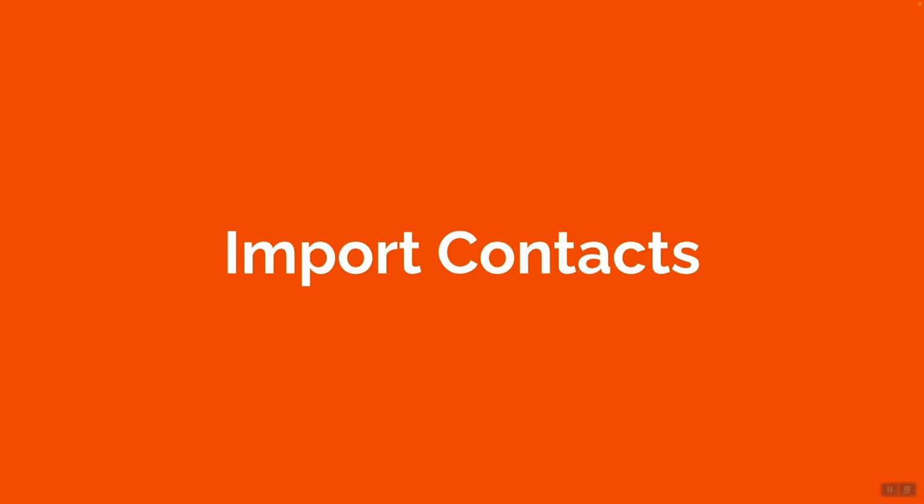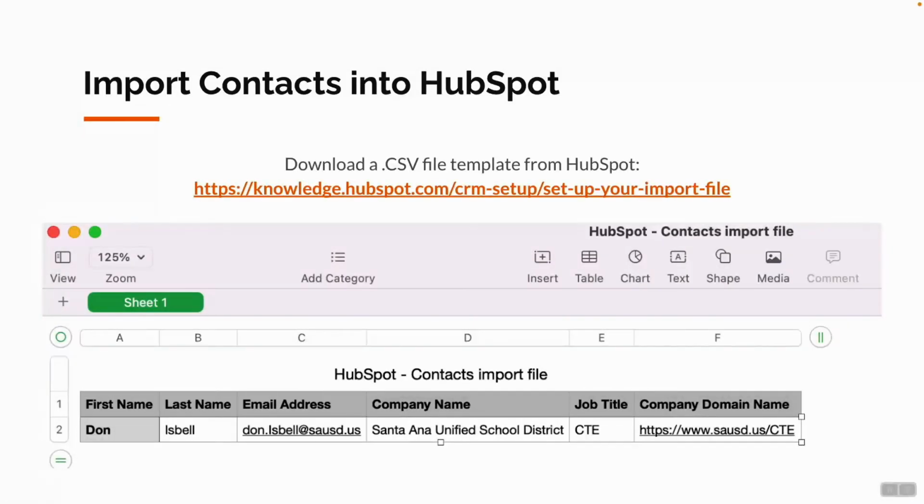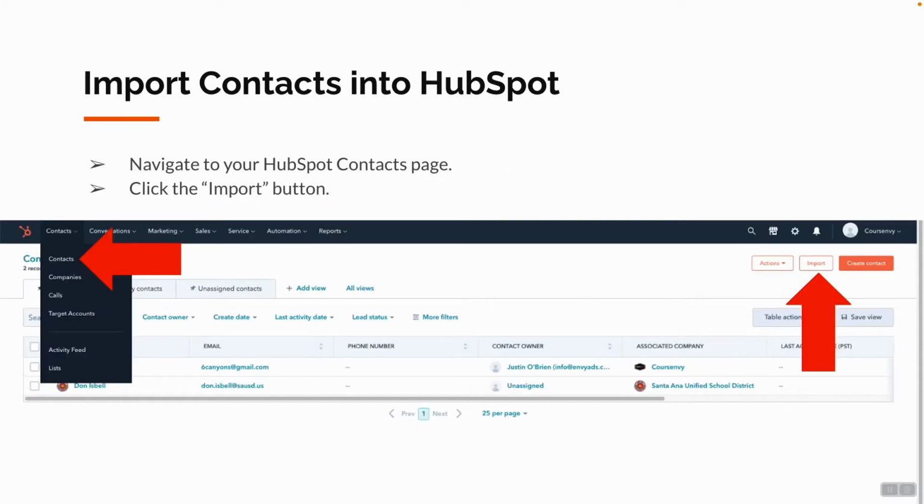Next, we need to import contacts into our HubSpot account. So first, download a .csv file template from HubSpot. Again, when you download this PDF, you can click this link and download one of these templates. So navigate to your HubSpot contacts page. That's in the contacts menu and then contacts. On this contacts page in the top right corner, click the import button.